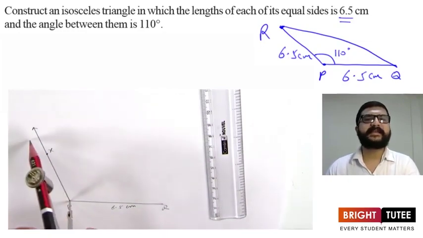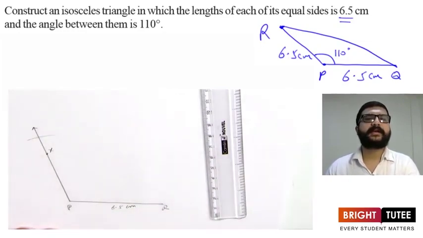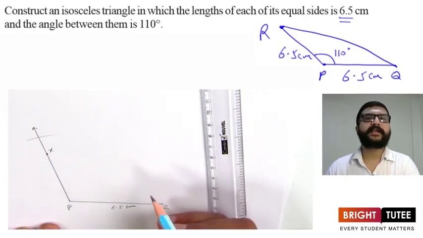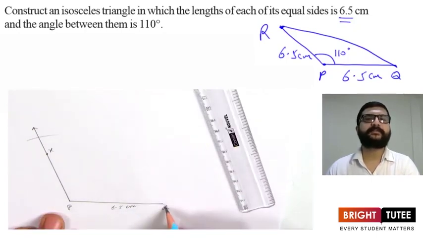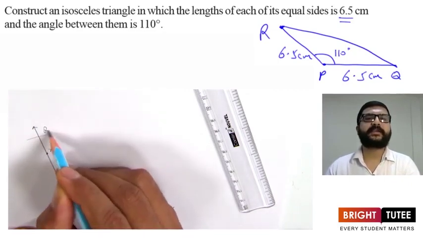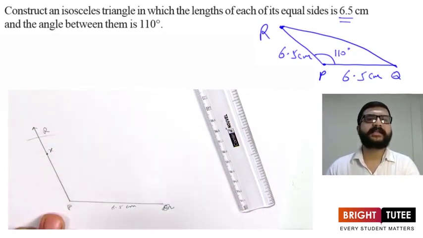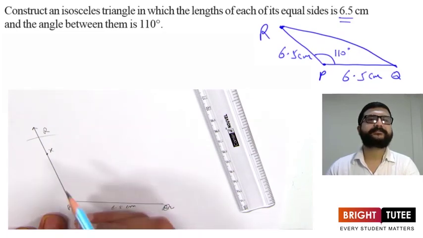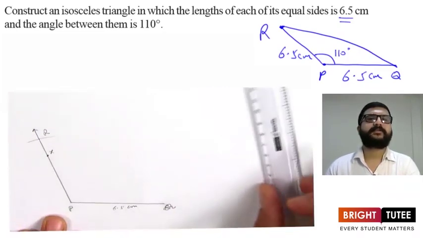With P as a center, we have to keep the pointed end of the compass at P, and we have to make an arc of radius 6.5 centimeters intersecting PX at R. So now PR is 6.5 centimeters. In the steps of construction, we will write: with P as a center and radius 6.5 centimeters, make an arc intersecting PX at R. So here is the point R now.